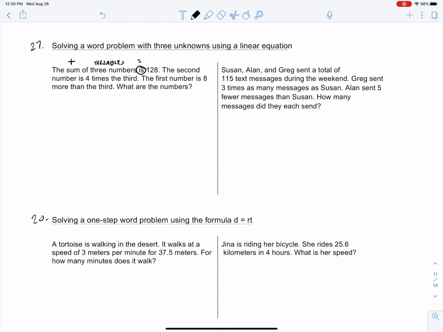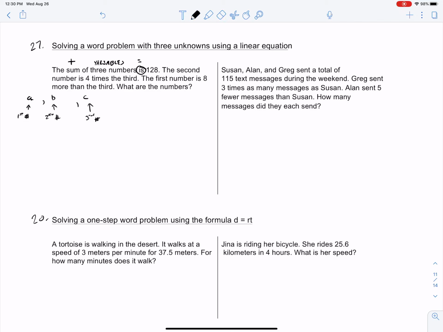So let's do this. We'll say the letter A is our first number. Let's use the variable of B, and we'll let that be our second number. And then we'll do our variable of C, which is going to be our third number. Again, we don't know what those numbers are yet. That's what we're trying to find out.